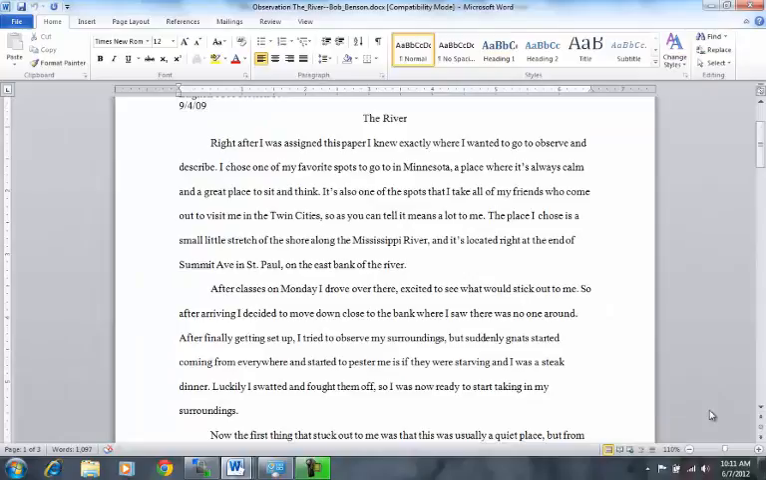Let me do one more thing. Here's a paper that's a little assignment-y at the beginning, but it has some decent ideas of what to do, and let me show why. If you're going right from the beginning of the paper, he says, right after I was assigned this paper, I knew exactly where I wanted to go and observe and describe. I chose one of my favorite spots to go in Minnesota, a place where it's always calm and a great place to sit and think. It's also one of the spots that I take all my friends who come to the Twin Cities, so you can tell it means a lot to me. It's not a bad beginning, although I think the context that you need to give for the place where you're going to go can be shorter generally. You don't want to run the risk of sounding a little bit too assignment-y.